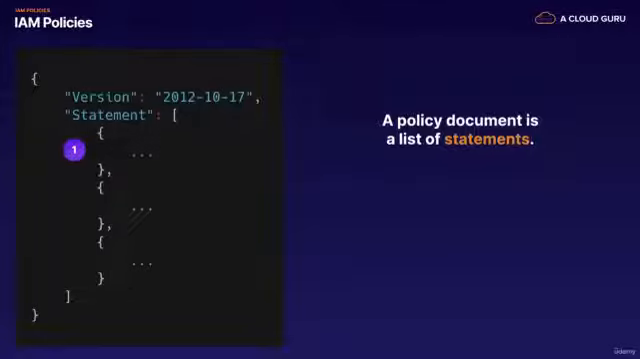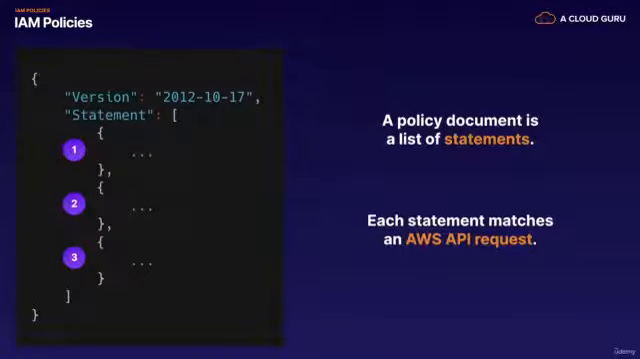Each individual statement is enclosed in curly braces. So you can see here this outlines 3 statements in our policy. Now each statement matches an AWS API request. What's an API request? That's really any action that you could perform against AWS. So for example, when we start an EC2 instance, that's an API request. Create a table in DynamoDB, that's an API request. Or get an object from S3, that's also an API request.